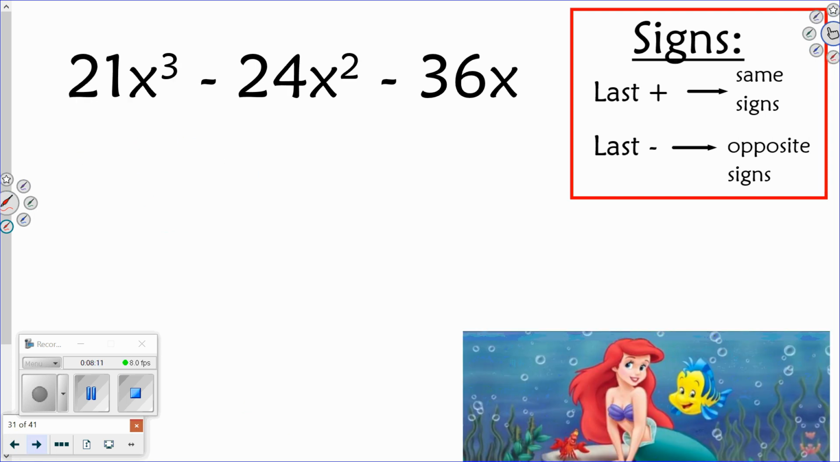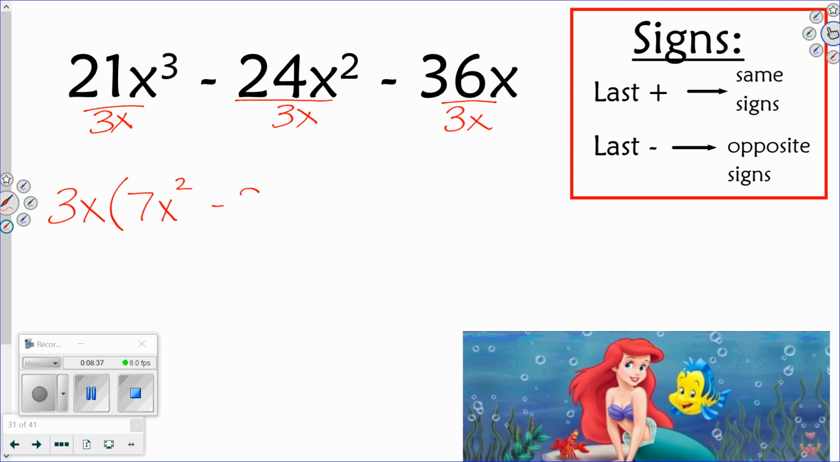Oh, 21x cubed minus 24x squared minus 36x. 3? Just 3? 3x. Yeah, they all have an x in them. All right, so let's take out a 3x. So don't forget to look for those variables as well as the number. Okay, we take a 3x from all of them. We have 7x squared minus 8x minus 12. Again, looking inside, I have a 7, an 8, and a 12. Nothing goes into all those, so I know I took out the biggest one.